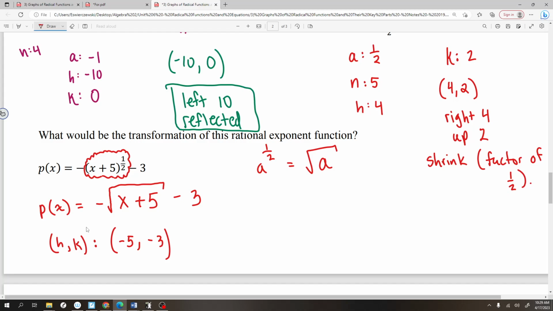Side conversations are still too loud. That means I go left 5, down 3, reflect, and I'm done. How did I know I had a reflection, anyone? Because the negative in front. A was -1. Any questions with what we did so far?